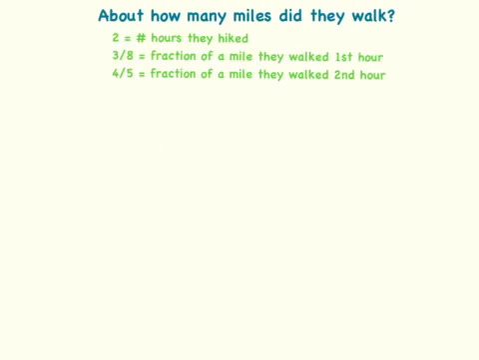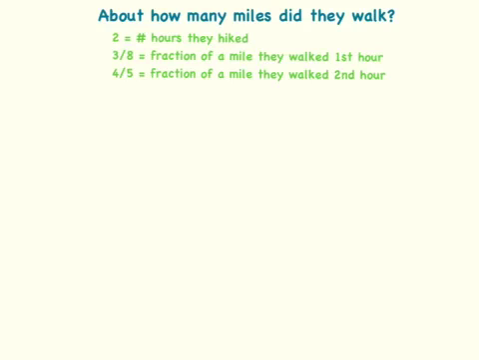Let's look at our numbers again and the question. The number 2 is the number of hours they hiked. 3/8 a fraction of a mile, and 4/5 is a fraction of a mile. Looking at this question again, we see the word about. How many miles did they walk? About tells us to estimate or round. How many miles did they walk tells us to add.